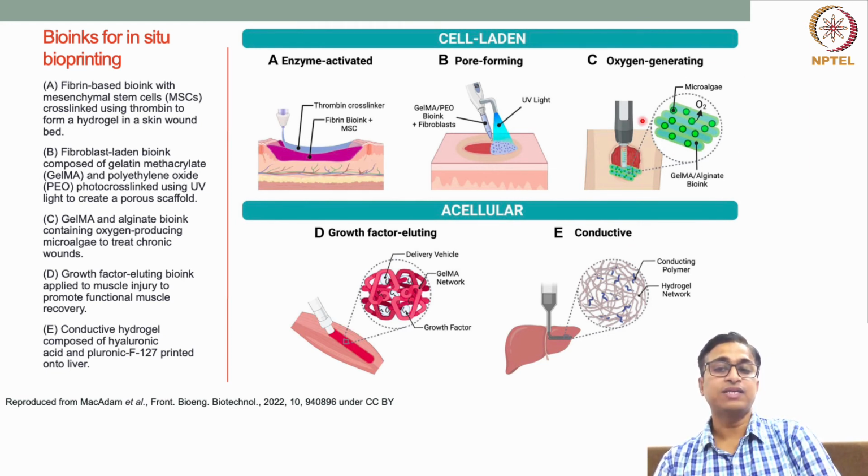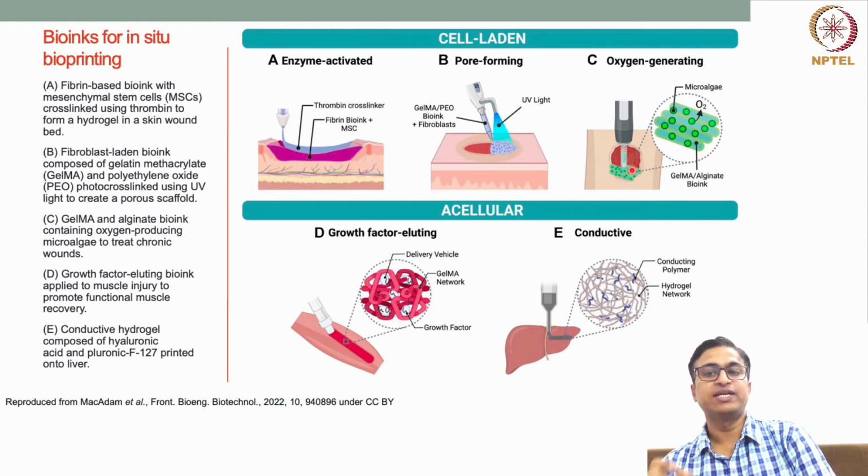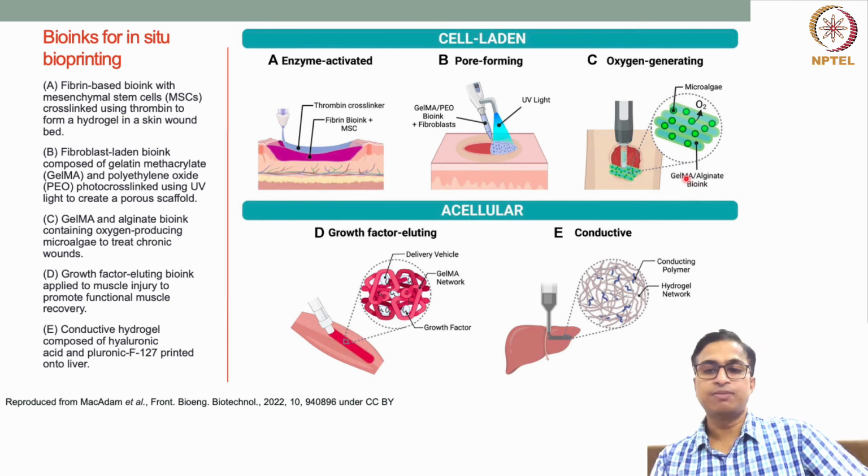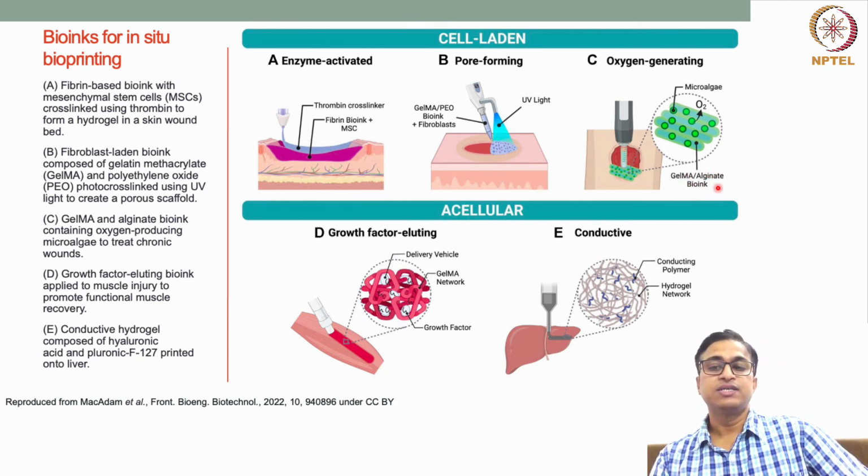The next thing is another example, or another strategy, where suppose we incorporated some kind of oxygen generating particles, or in this case they have used microalgae. This microalgae can be incorporated with gelma plus alginate bioink, right? Gelma we have already discussed, it is a photo cross-linkable bioink material, and alginate is a natural biomaterial. Whenever the microalgae is incorporated within this, that can be printed. Now the microalgae generates O2.